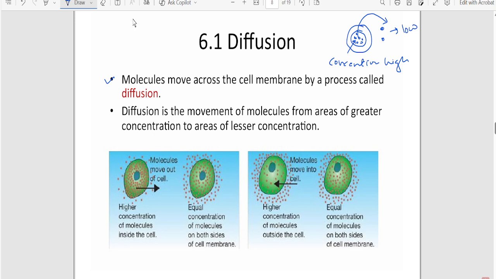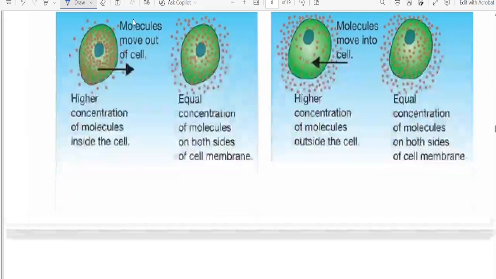Diffusion is the movement of molecules from areas of greater concentration to areas of lesser concentration. This is important. This is the main definition of diffusion, okay? Like here you can see, let me zoom in more.